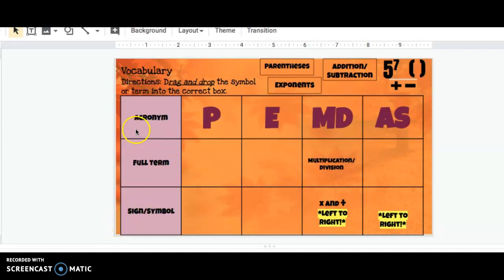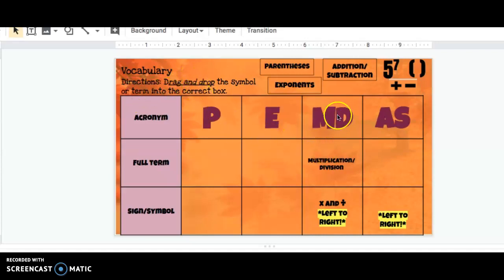All right, so we're going to go over the acronym or the phrase that we use to help us solve order of operations. So it's PEMDAS. Please excuse my dear Aunt Sally. That's what we use in order to solve order of operation problems and make sure we're solving the right operations in the correct order. So we're going to drag and drop the symbol or term into the correct box.